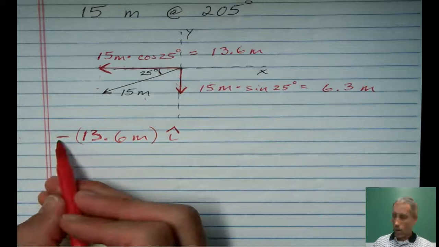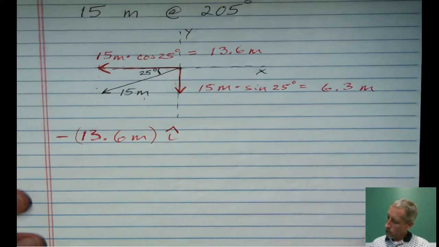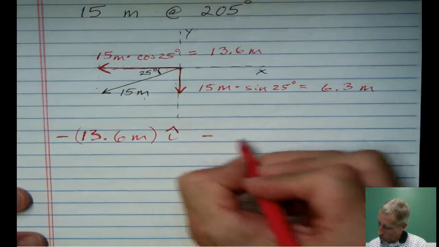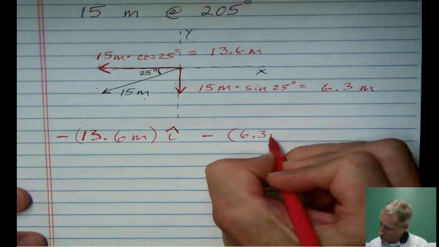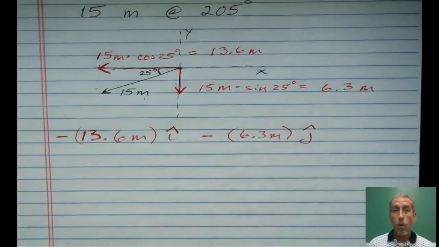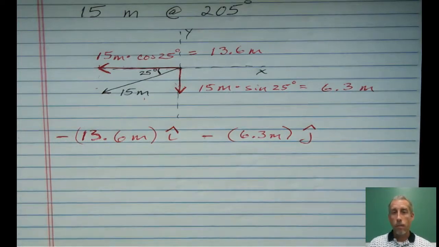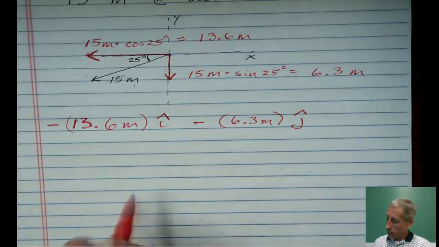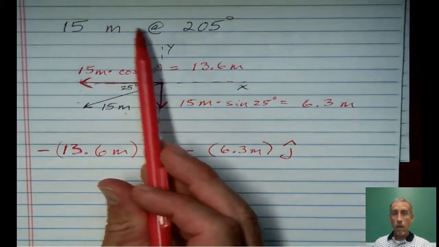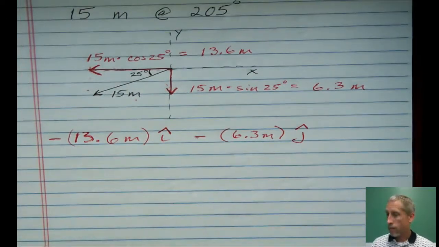I always put the negative out in front. Don't put the negative in front of the i hat or in between. It's going to look like subtraction, and that's just awkward. And then this one is in the negative y direction, so it would be minus 6.3 meters. Again, I'll set that off in parentheses. And then I put j hat because j hat means in the y direction. And the negative here means negative y direction. So that is the same vector named in unit vector form that we named up here as 15 meters at 205 degrees. So that's how you translate back and forth that way.